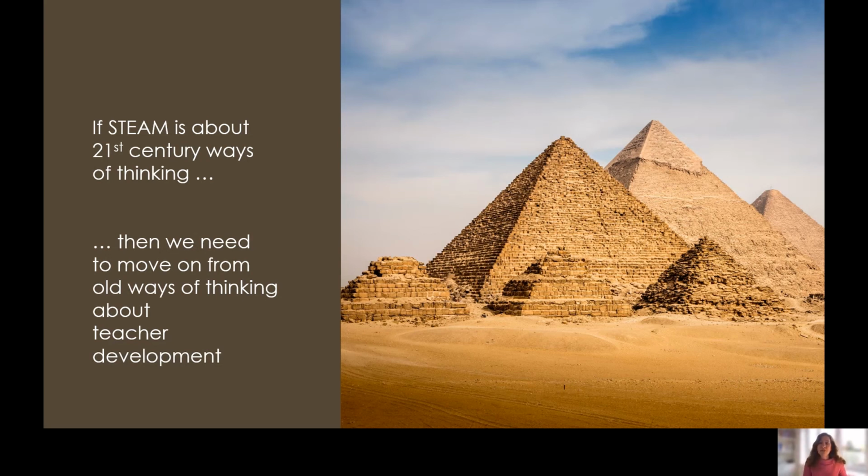if the beating heart of STEAM learning is about 21st century ways of thinking, then we need to think about this in relation to our fabulous teachers as well as our fabulous students. We need to move on from older forms of thinking, which get bogged down in developing teachers in a constructivist way, focusing disproportionately on professional development as a sequence of learning more stuff or learning how to do more stuff.